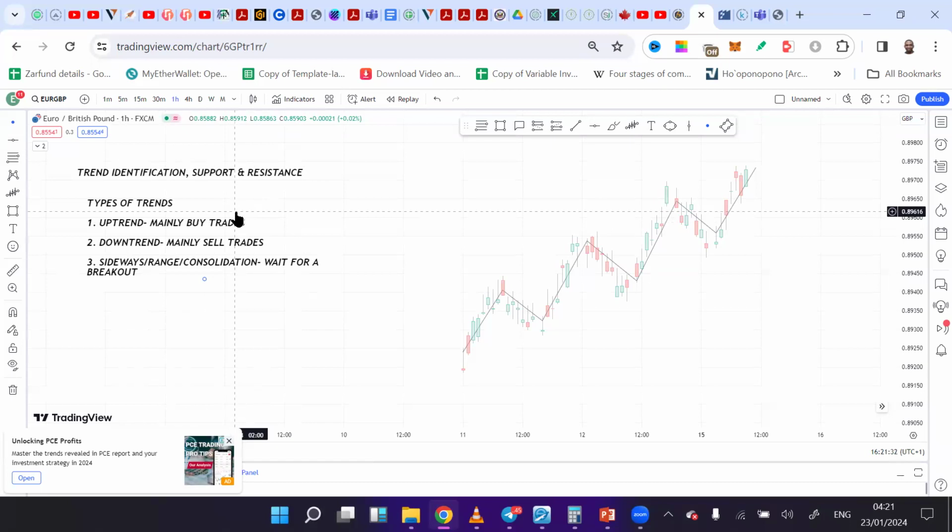And then when I enter my buy trade, how do I manage my risk? Where is my stop loss going to be? Where is my take profit, my target profit, going to be? What kind of risk to reward ratio am I going to have? Right. Okay, that's what this is.